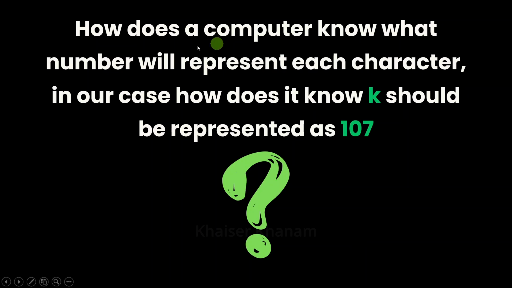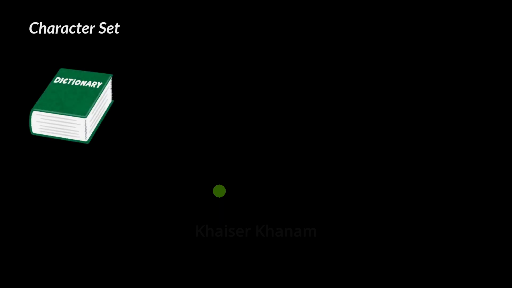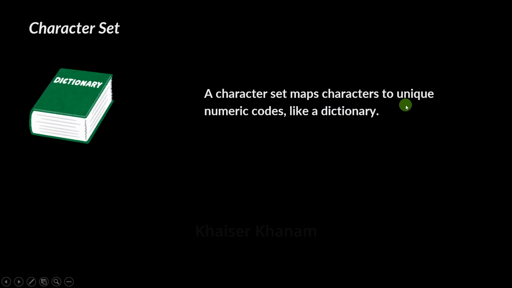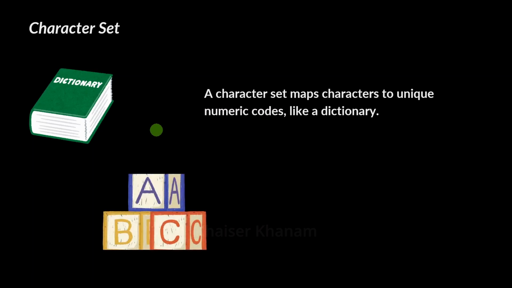I mentioned that the numbers we have for characters are predefined. So how will our computer know what number represents each character? In our case, we considered K. So how will our computer understand that K should be represented as 107? To understand this, let us move to the second topic, that is character set. You can imagine this character set like a dictionary, mapping each character to unique numeric codes. For each and every character, we already have the numeric codes.